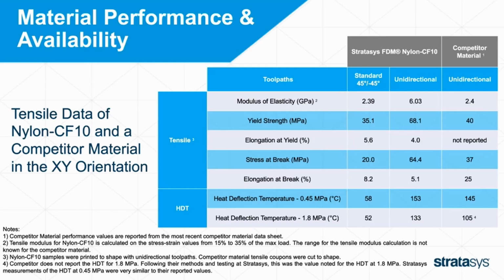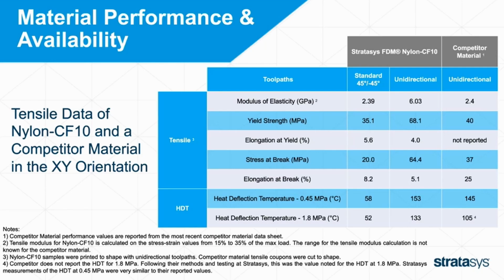If we were to look at our data sheet, presenting the flat orientation of the material, the modulus of elasticity for our standard 45-45 tool path gives about the same data as what the competitor's unidirectional data does. But when you use the same test methods, we go up to about 6 gigapascals, or more than twice that of the competitor's material. So this shows that the tool pathing really makes a difference in the performance of the materials.